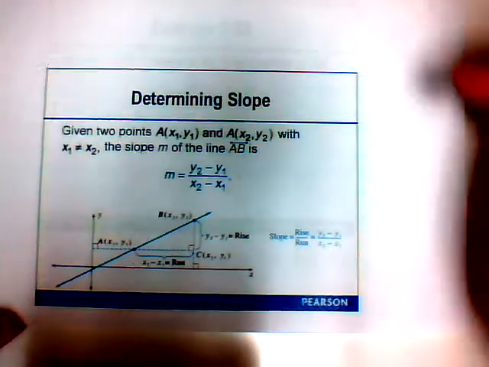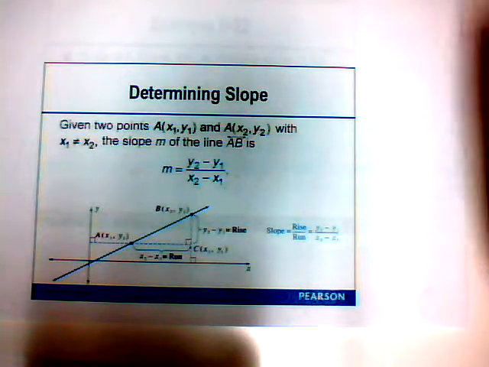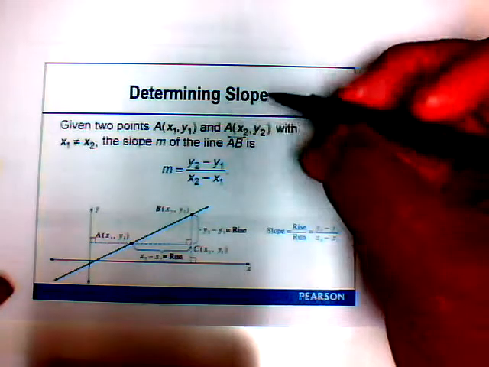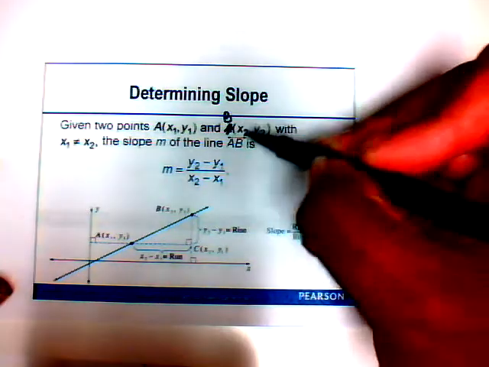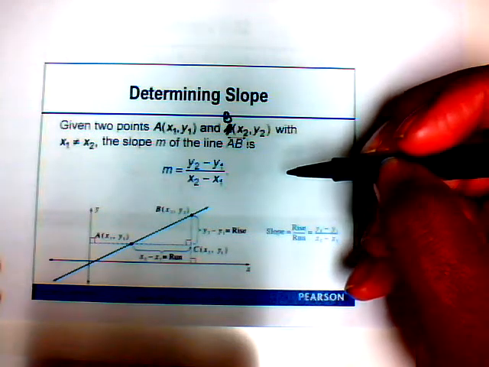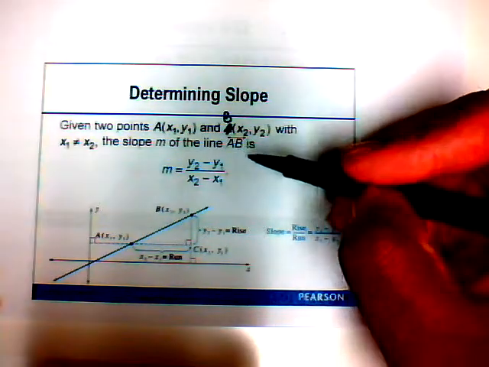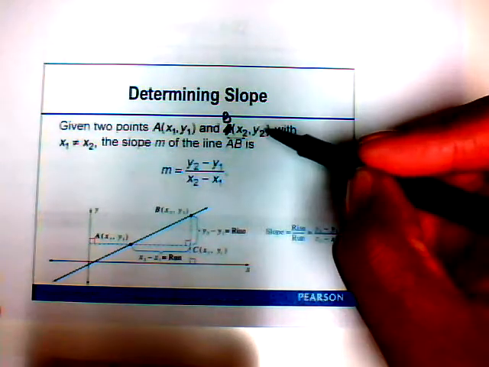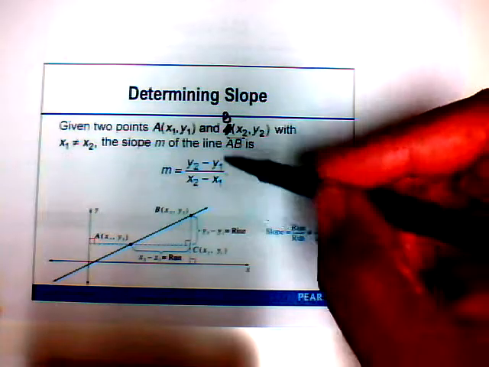All right, next we're going to look at how to determine the slope of any line passing through 2 points. In this case here, you're given 2 points, A, which is (x1, y1), and I'm going to say this is B, which is (x2, y2), with x1 not equaling x2. So the slope, which is your lowercase m of the line AB, is going to be this particular formula. M is equal to y2 minus y1, divided by x2 minus x1.